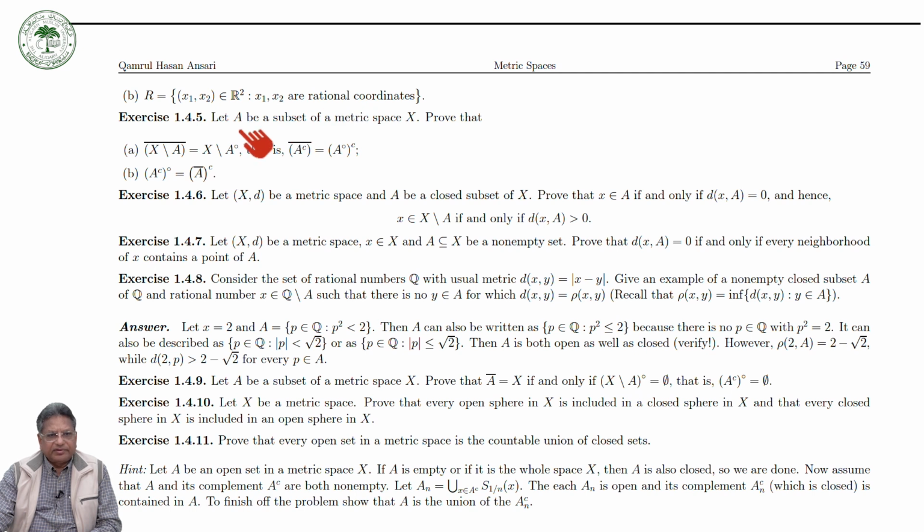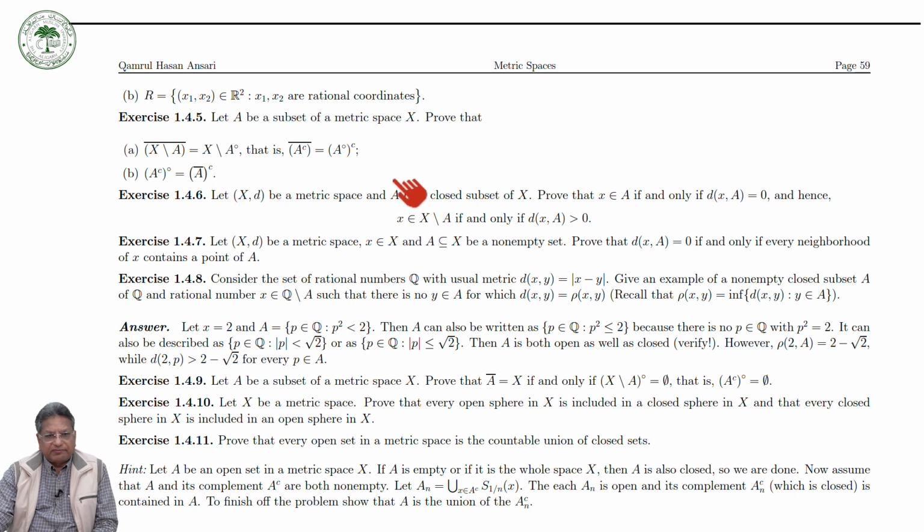And if A is a subset of a metric space, then prove that the closure of the complement of A is equal to the complement of the interior of A, and the interior of the complement of A is equal to the complement of the closure of A. So this you can prove very easily.